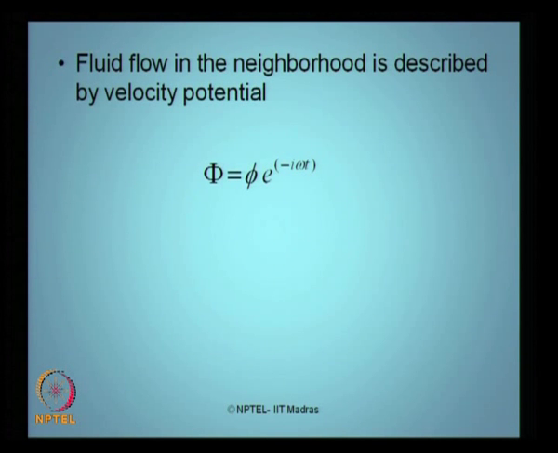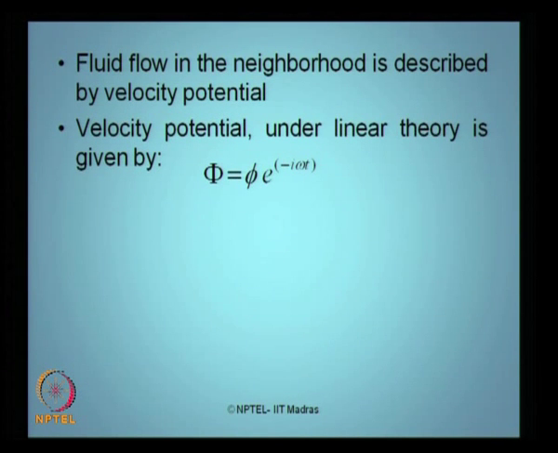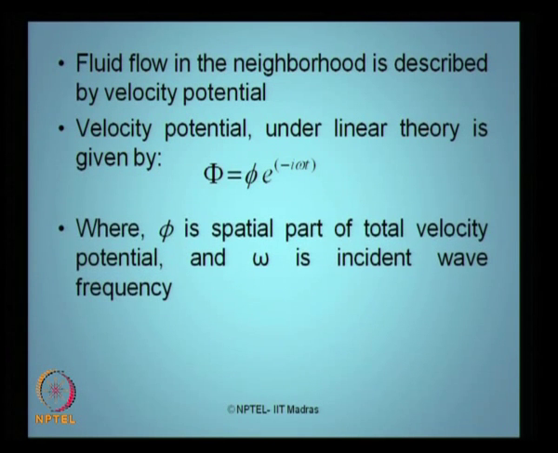The fluid flow in the neighborhood is described by a velocity potential as given in this expression under the linear theory, where phi is the spatial part of the total velocity potential. There is a spatial variation created in the velocity potential, whereas omega is the frequency of the incident wave, which you already know, that is encountering the vessel or the cylinder.